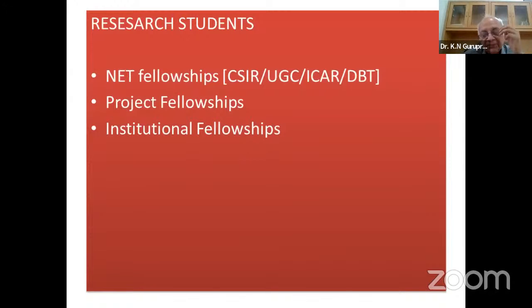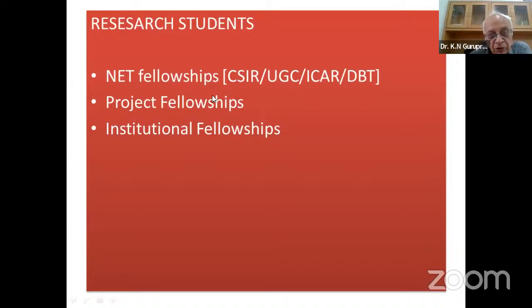Now, the research students can also get fellowships from these 3 sources. NET fellowships are available from CSIR, UGC, ICAR, and DBT. All these agencies give NET fellowships. Now they are making it compulsory. I think even for doing PhD, they are making it compulsory to have one of these fellowships.